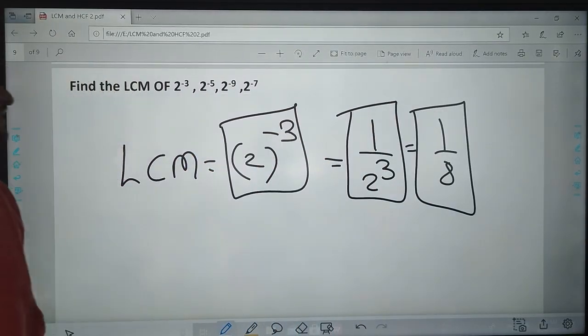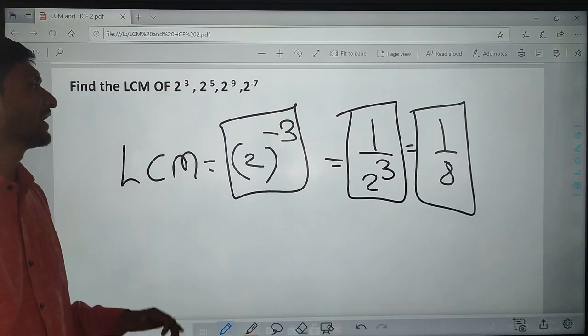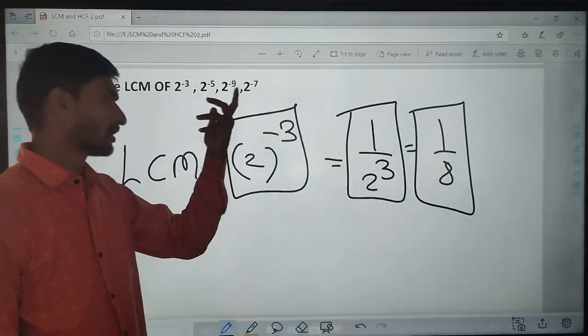When the power is negative, for LCM take the smallest power or smallest degree, and for HCF we take the highest degree.